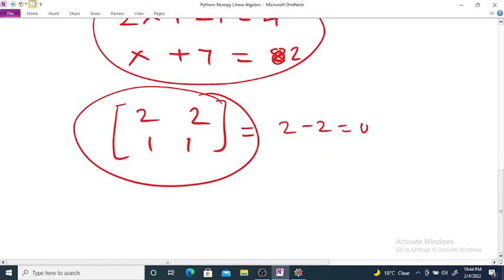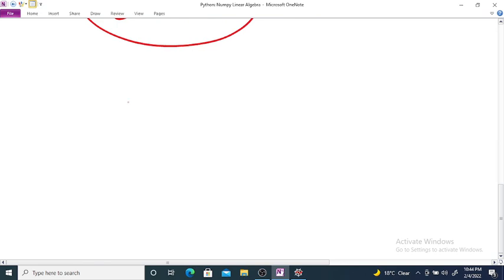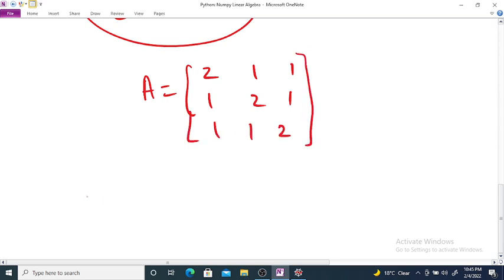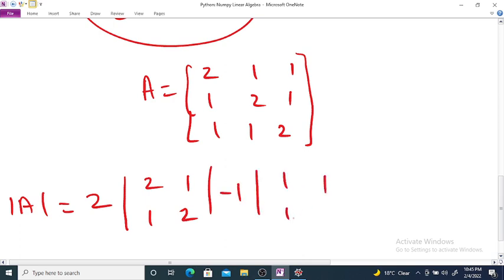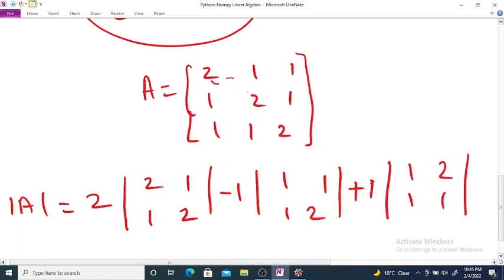A is equal to, say here, the matrix 2 1 1, 1 2 1 and 1 1 2. Now we know that to evaluate the value of this determinant, the determinant of A is equal to 2 times the determinant of the 2 by 2 matrix 2 1 1 2, minus 1 times the determinant of 1 1 1 2, plus 1 times the determinant of 1 2 1 1.